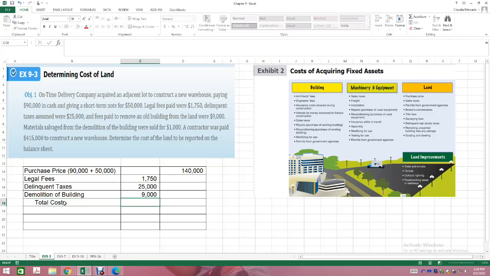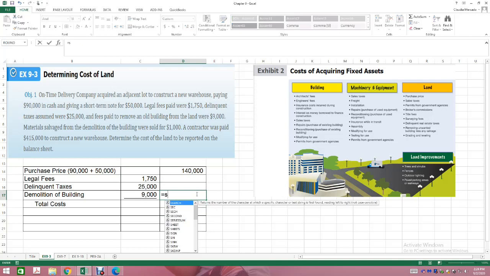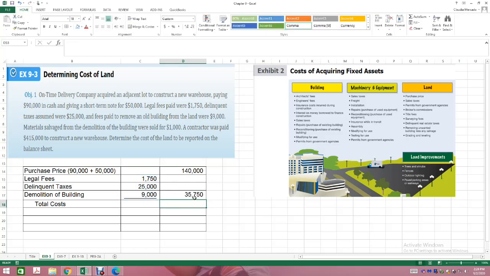Total costs. I'm going to add those three costs together, and that's going to give me $35,750. I can put these up here, and then I can calculate my total cost in the bottom. So the total of those three is $35,750.